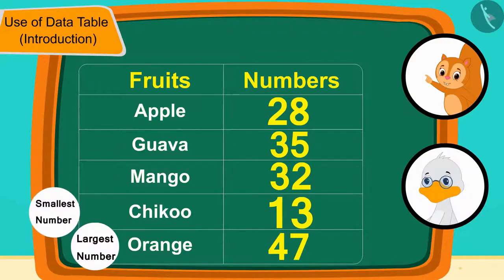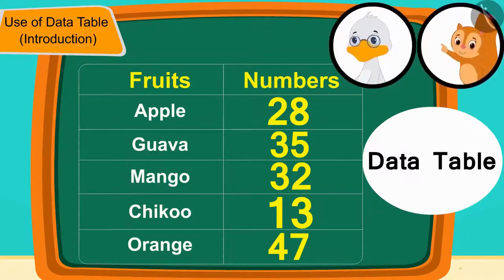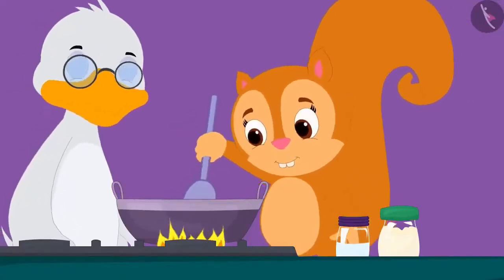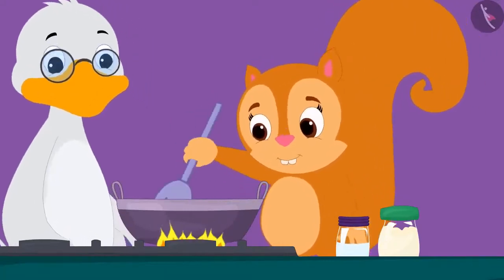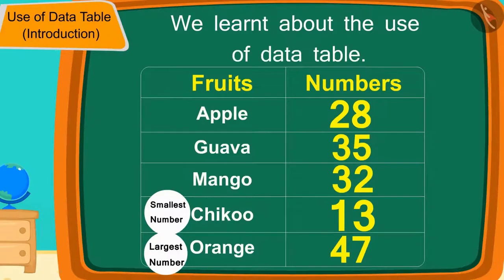Children, in this way, you can get various kinds of information by using the data table. Uncle too, with the help of Chanda's table, found that the number of oranges was the largest. Chanda and Uncle together started preparing to make orange barfi. Children, in this lesson, we learned about the use of data table. In the next video, we will learn more about it by some interesting examples.